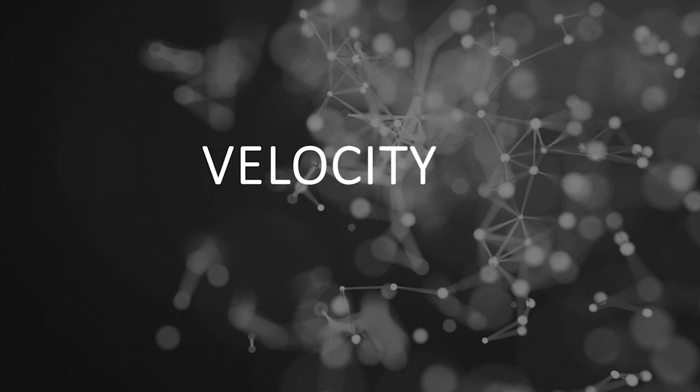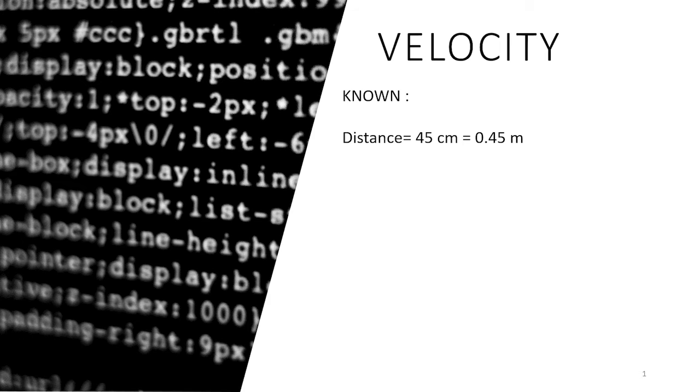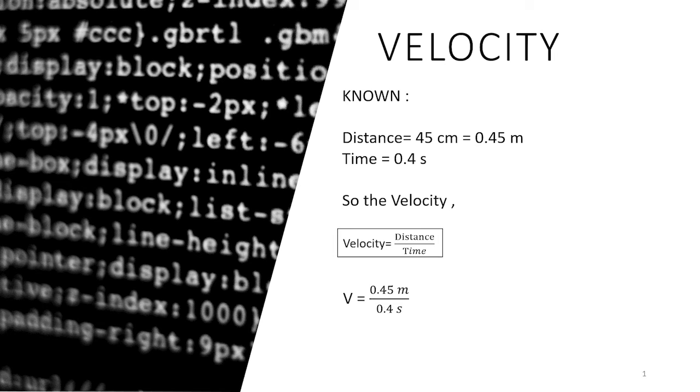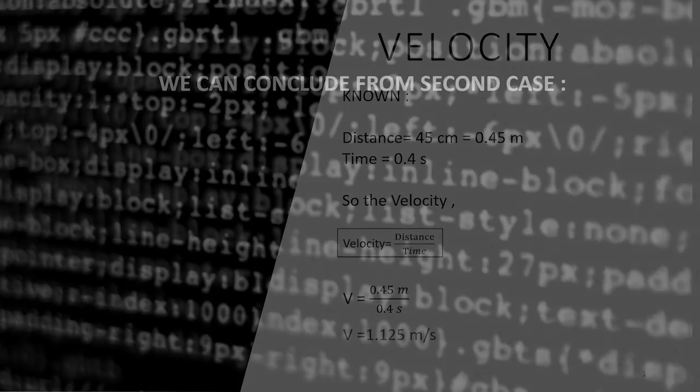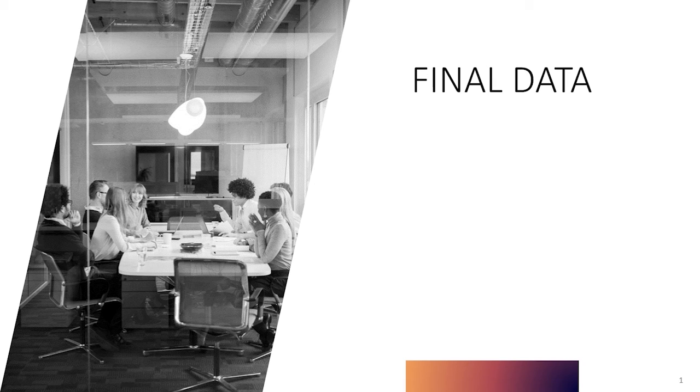Now, we're going to calculate the velocity. From the data, we know that the distance is 45 cm and we change it to meters, so it's 0.45. And the time is 0.4 seconds, so for the velocity we use the same formula as the first case. We put all the values together and we get the velocity 1.125 meter per second. So, from the second case, we can conclude that with 0.34 strain, we got 1.125 velocity, and it's successful.